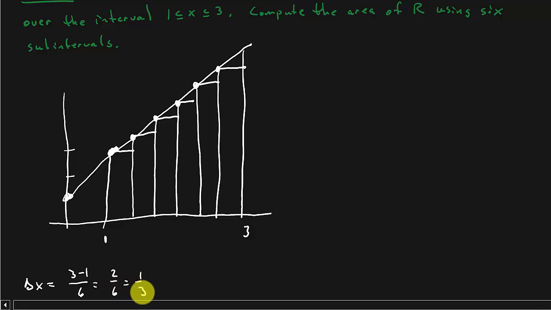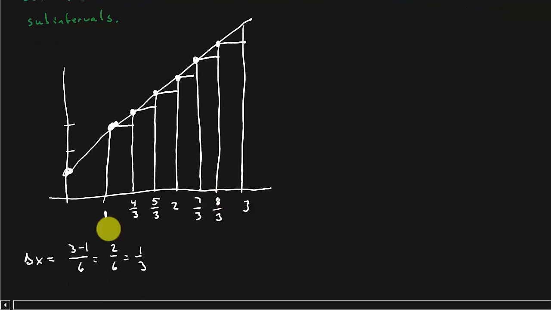And so what we do now is we take the 1/3 and we add it to 1, and that's going to give us 4/3. And then 4/3 plus 1/3 is 5/3. 5/3 plus 1/3 is 6 over 3, which is 2. And then 2 plus 1/3 is 7/3, and 7/3 plus 1/3 is 8/3. All right, and we know that the width of each one of these rectangles is 1/3. All the widths are the same.